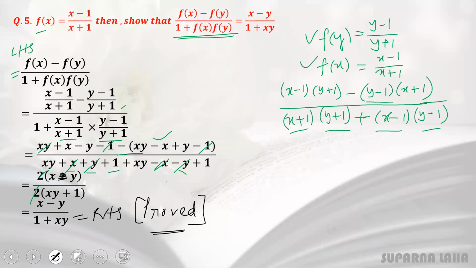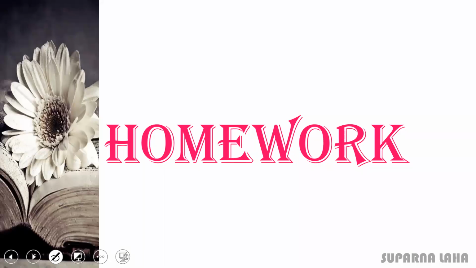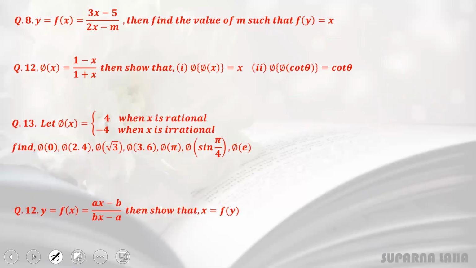Okay. So moving to the next, I think this is a question from SNT. I think this is a 4 marks question, question number 5. So moving to the next, some homework is there. So solve these problems. They're very easy. If f of x is given in this form, you need to find the value of m such that f of y is equal to x. So firstly find what is f of y and write down f of y is equal to x, and then find the value of m.